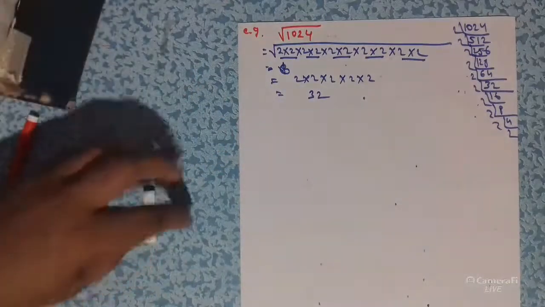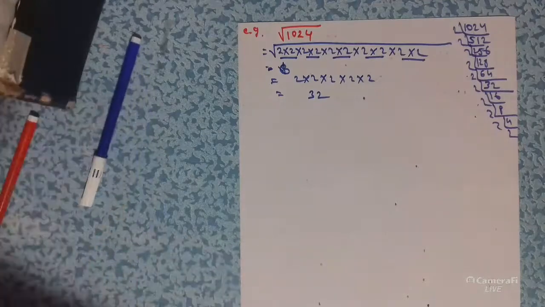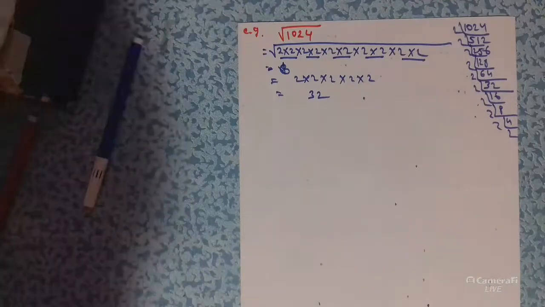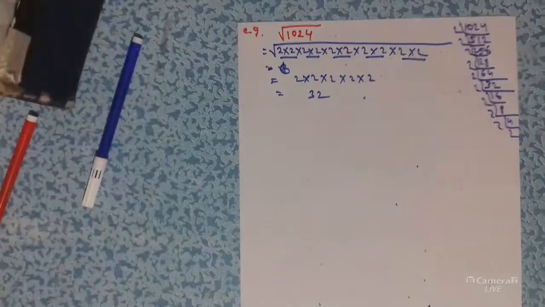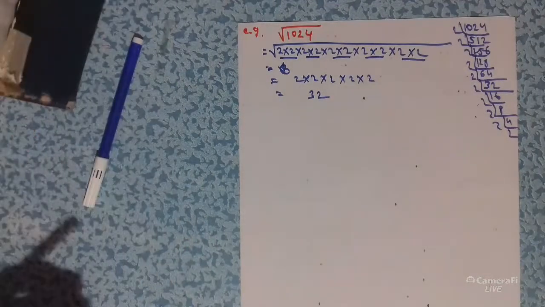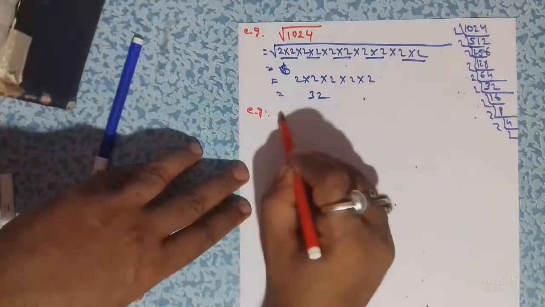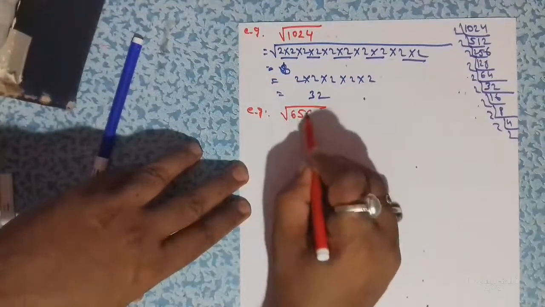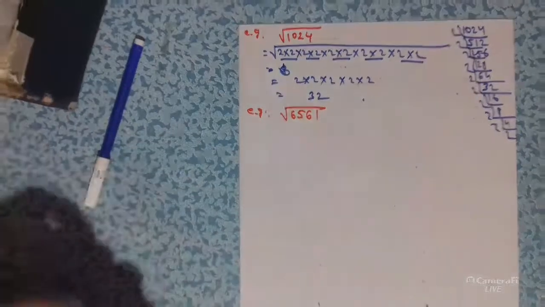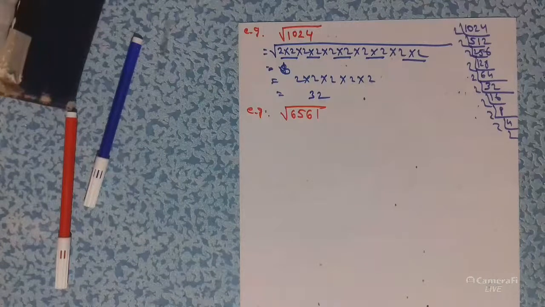Very good, students. Yes, 32 is the answer. Very good. So you have sent 32. Well done, students. Now you must solve this one. 6561. So find the square root of 6561 and send me the answer, students.